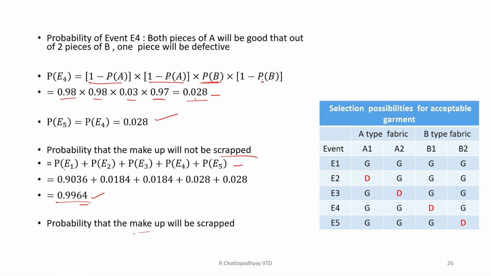So the probability that it will be scrapped is, therefore, this acceptance probability. So the rejection probability will be 1 minus this. This figure is going to be 0.36%, so closely 0.4. So 0.4% of the garment is going to be rejected. Out of 100, 0.4 will be rejected, or 0.36 to be very exact. Then you can multiply out of 100 so much.